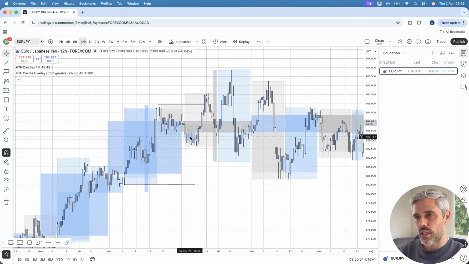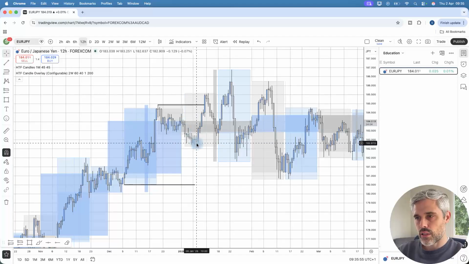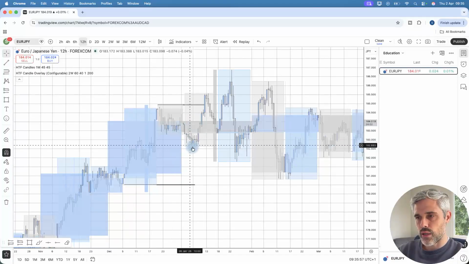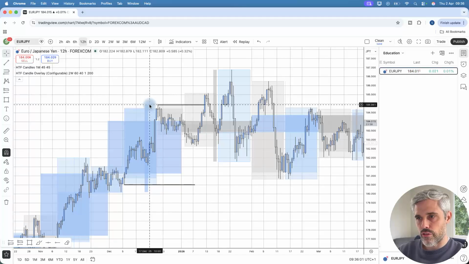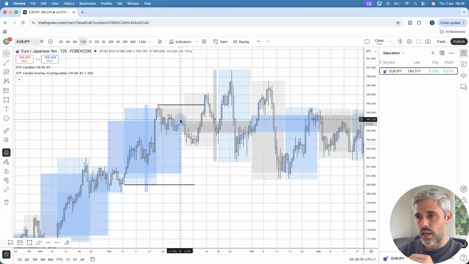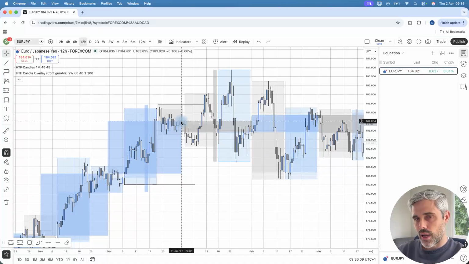Where does price gravitate to? As soon as this monthly candle closes, we get a sweep of the previous 2-week candle, and then we get instant distribution to the monthly front run target. That becomes an active target at the exact point the monthly candle closes.